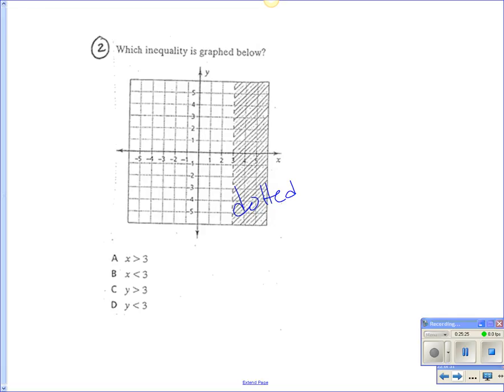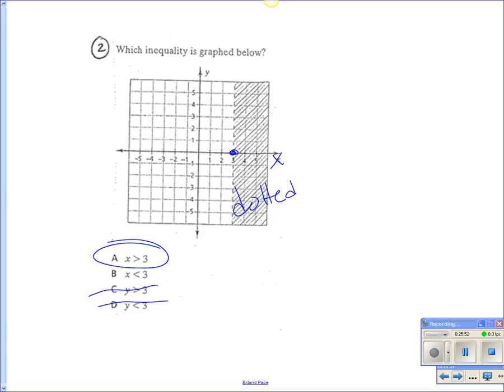Lee, what else do you notice about that line? It's on the X. So, Lee, which answers can I mark out? What do these have? C and D. I can mark those out because those are Y. Jake, is this one shaded at greater than 3 or less than 3? So it's A.